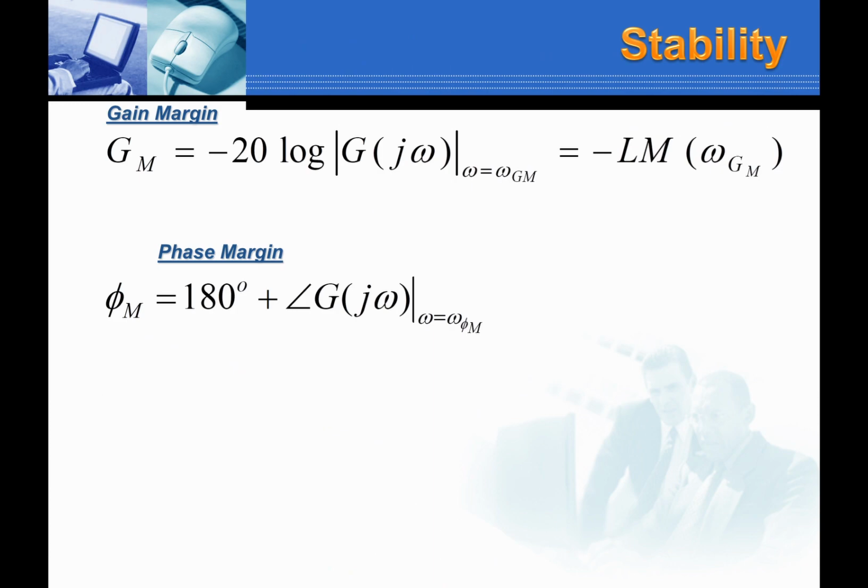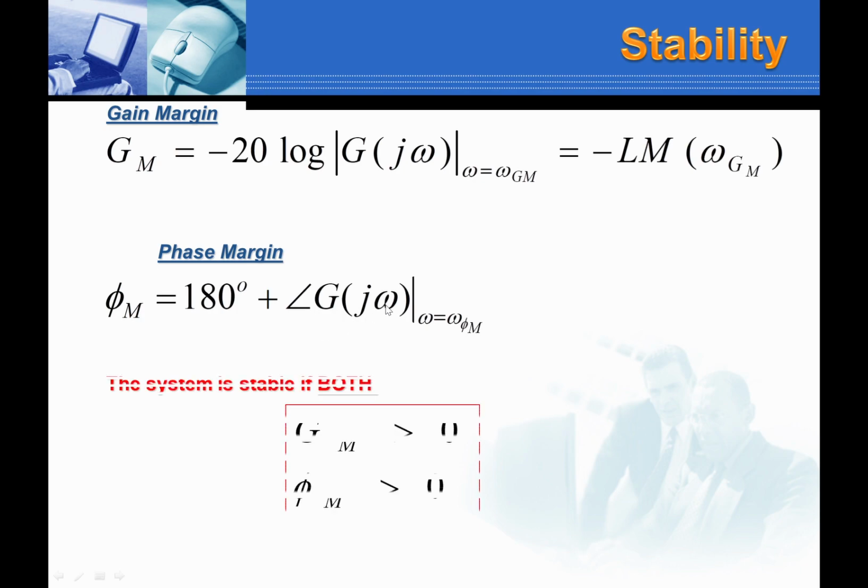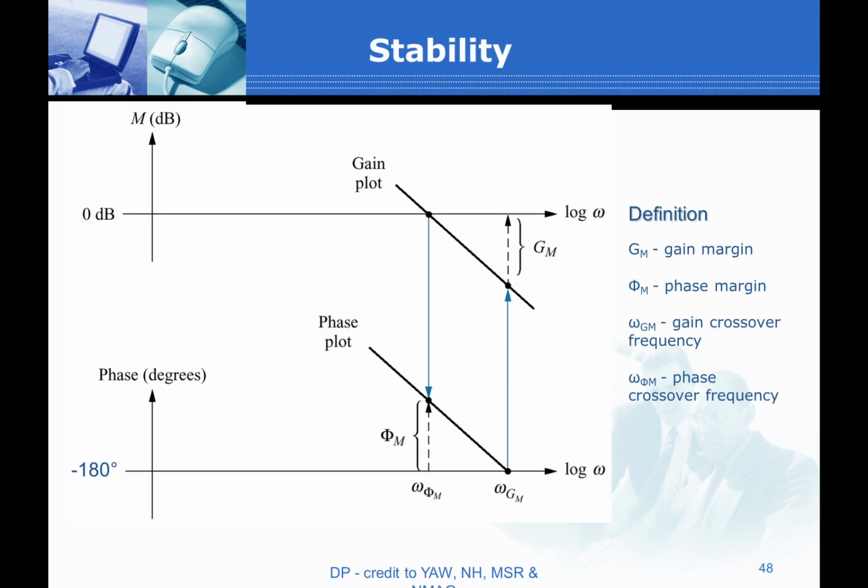Okay, so now we move into stability. To determine the stability, we need to check gain margin and phase margin. Okay, so the formula for gain margin is minus LM. LM is from our magnitude plot that we get from the Bode plot based on gain crossover frequency, and our phase margin formula is 180 plus the value of the phase that we get at the phase crossover frequency. Okay, so the system is stable if both gain margin and phase margin are positive or more than 0.